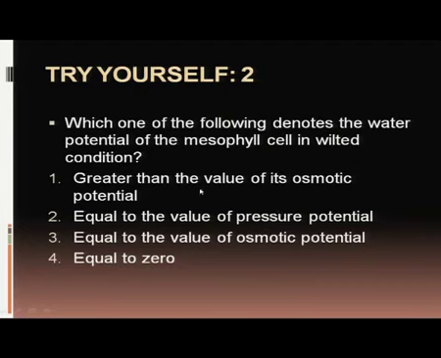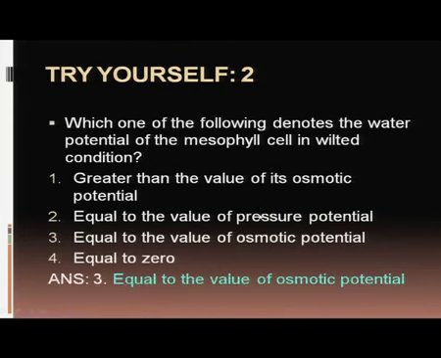Second question: which of the following denotes the water potential of the mesophyll cell in wilted condition? Now, in wilted condition, all the water has moved out from the cells. Okay. So, what should be the water potential of a cell where all the water has moved out? The answer is that it should be equal to the value of its osmotic potential, that is the solute potential.